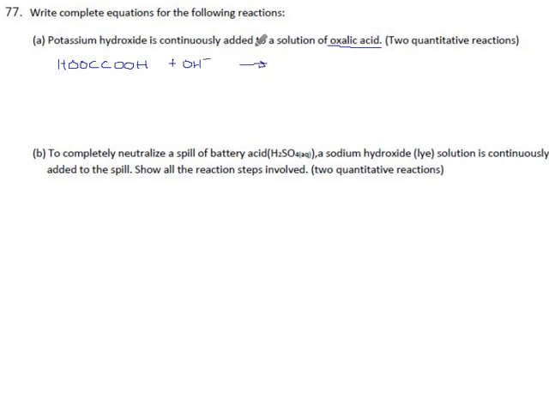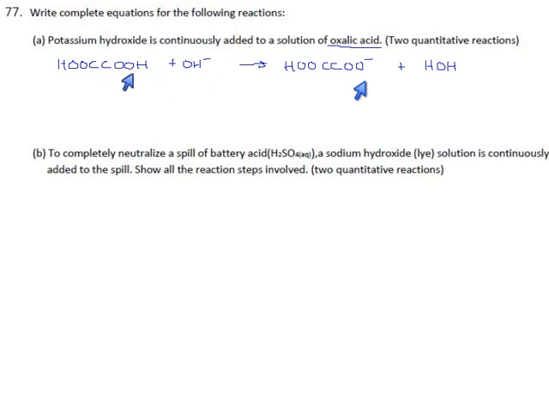So when you first do this, one of the hydrogens will come off this acid, and that will give us HOOCCOO minus. This is hydrogen oxalate. And the hydrogen that came off will combine with the hydroxide and give us water. This is the first reaction that happens with oxalic acid.